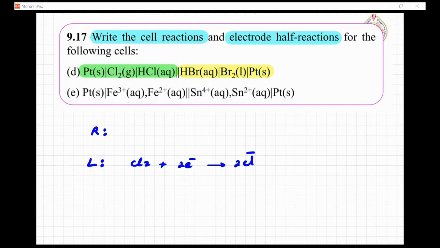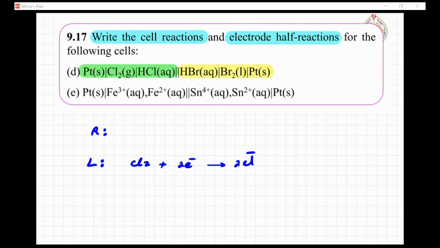So now this is the left. But always make it a habit to always start with the reduction, because the right must be first. When we want to calculate E cell standard later on, it is going to be equal to E right minus E left. You always have to specify the right and the left, because if you make a mistake in specifying them, everything will be wrong based on that.